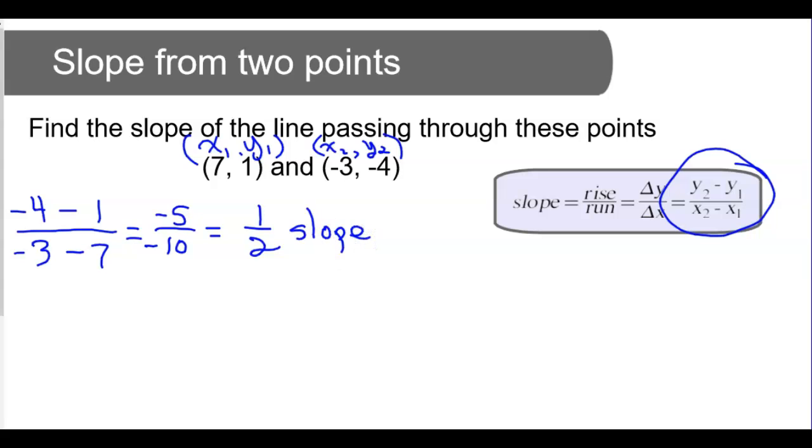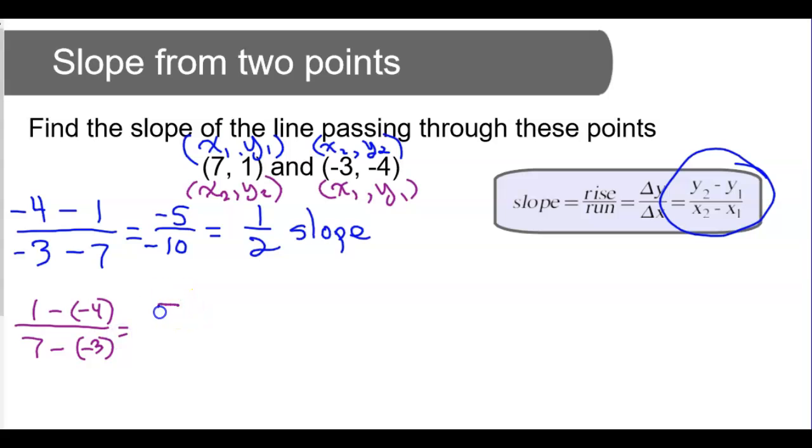But let's just see what would happen if we switched it around. Let's say you wanted negative 3 and negative 4 to be your x1 and y1, and 7, 1 to be your x2, y2. Well, if I take 1 minus negative 4, that's my numerator, and 7 minus negative 3, that's my denominator. 1 minus negative 4 is 5. 7 minus negative 3 is 10. 5 over 10, still 1/2, still the same slope.